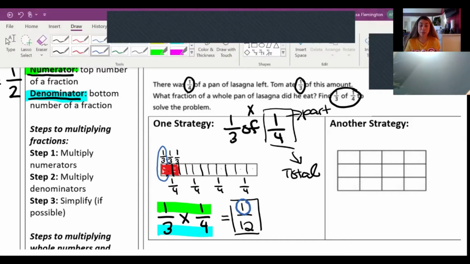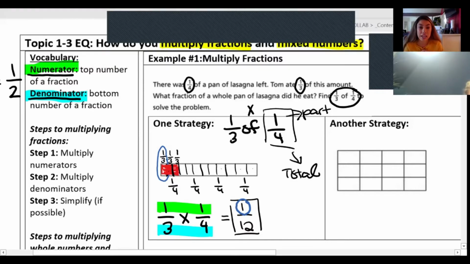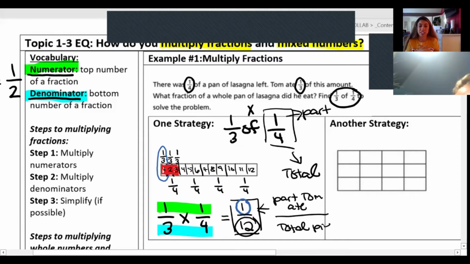Now how many pieces do we have total? And when we count, we have 1, 2, 3, 4, 5, 6, 7, 8, 9, 10, 11, 12. So now we've just visually checked to make sure that we get the same answer and kind of to explain to ourselves if we need to see it visually, the part that Tom ate of this lasagna, because fractions can get a little confusing, of the total pieces, which is 12. So that's just one strategy. Let's look at our other strategy, which instead of a bar, we have a table.